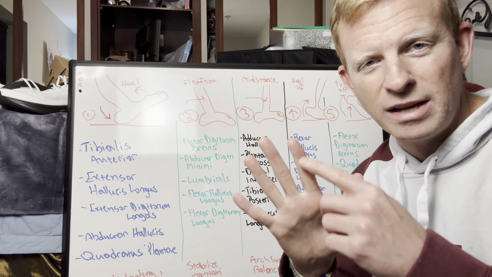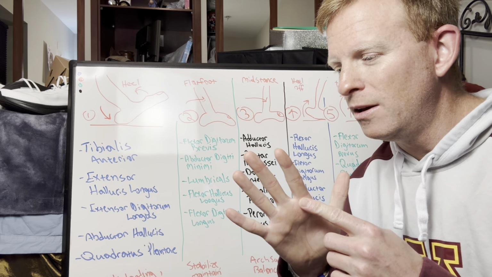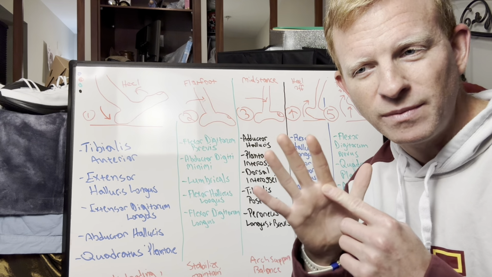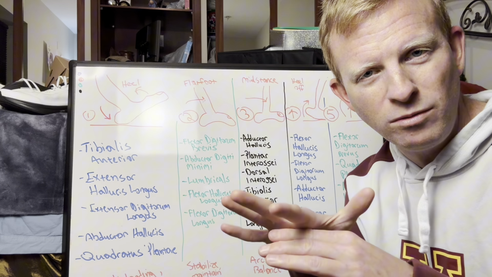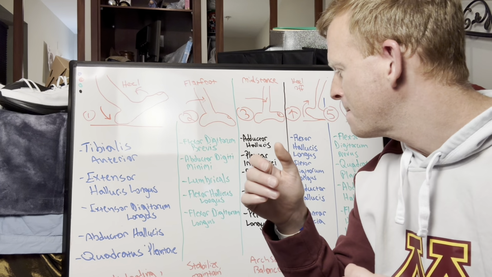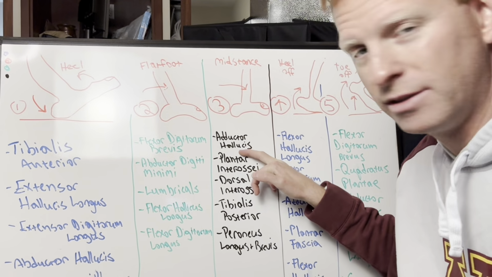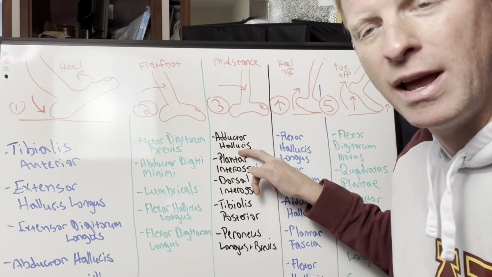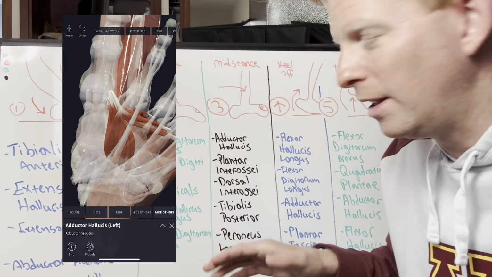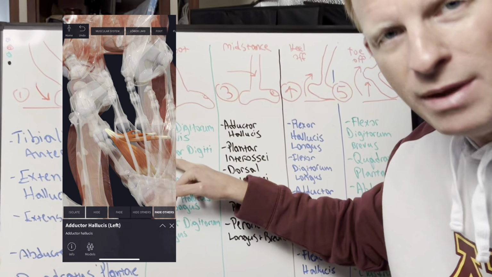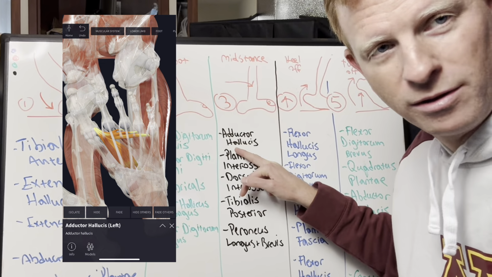Basically, the first ray, that's the first toe, is the driver of the foot, as it relates to when you land and you get that neural feedback to keep the foot in line. And this one is the adductor, not abductor, but adductor. Ad meaning bring it towards the midline. So we went from abductor to abductor hallucis.